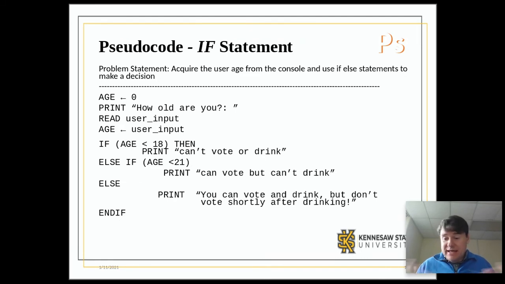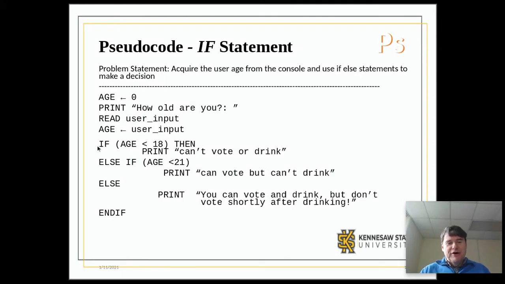All right, and then the last topic that we're going to cover in this little video is if statements. An if statement allows you to do something depending on some other input. In this pseudocode example, we're asking somebody for their age, reading in their age, and if the age is less than 18, we say you can't vote or drink. If it's less than 21, we say you can vote but can't drink, and otherwise we say you can vote and drink but don't vote shortly after drinking. Okay. There are probably lots of comments to be made about that last statement this week.